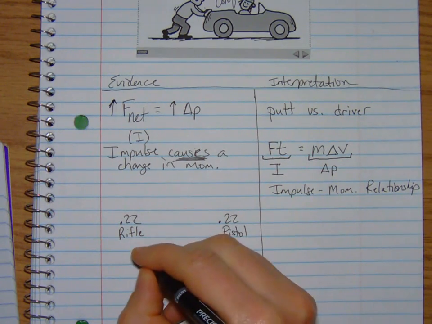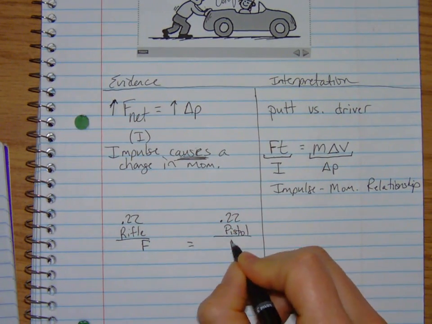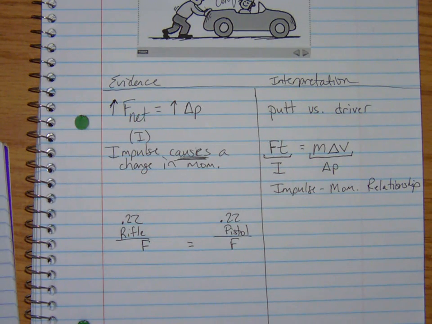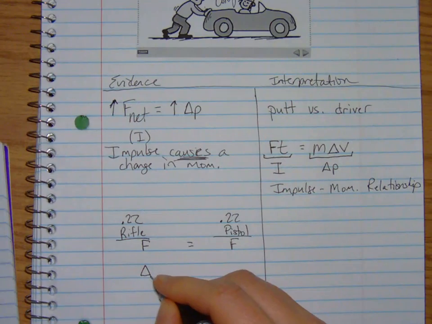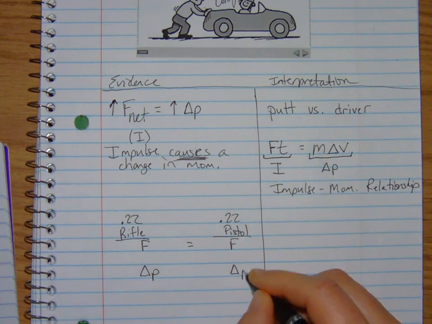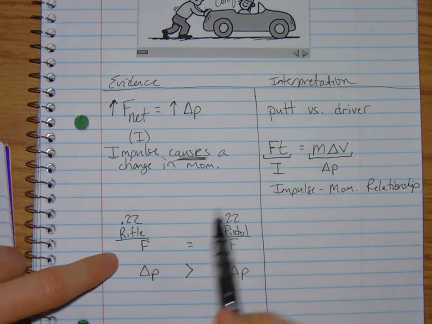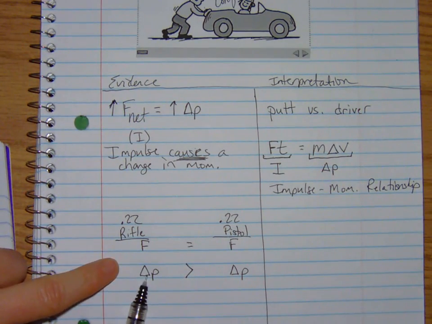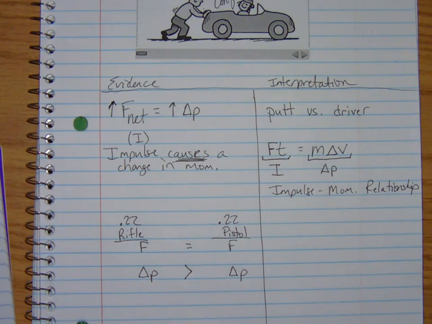And it has nothing to do with the force. The same amount of gunpowder exists between the two. Force is the same. Yet, I'm going to skip a line there intentionally. The change in momentum is much greater for the rifle. So if we have the same force applied, why is it that the bullet goes further with a rifle than it does with the same caliber pistol?